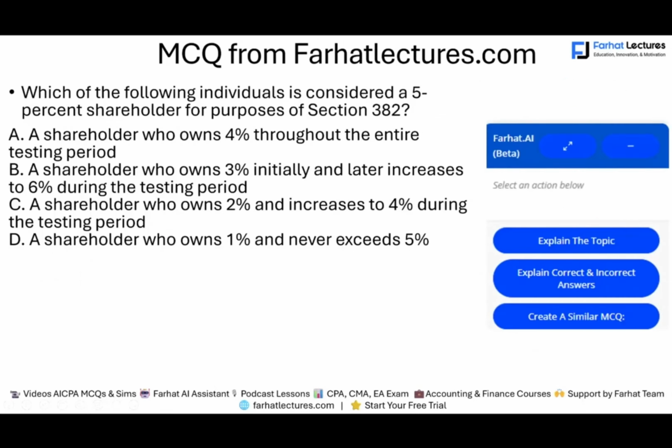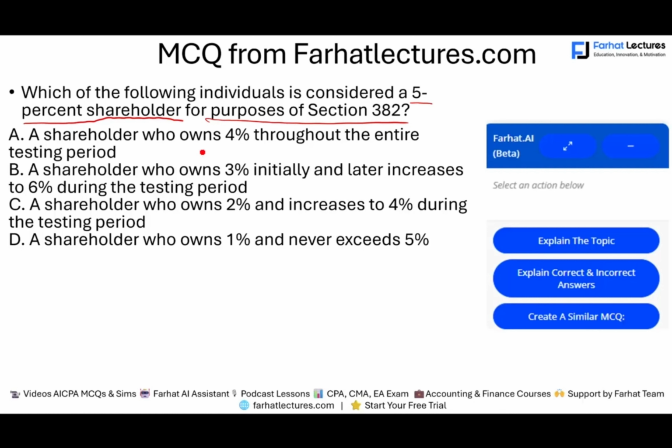Let's take a look at this multiple choice question from farhatlectures.com. Which of the following individuals is considered a 5% shareholder for the purpose of Section 382? So we need to know who's a 5% shareholder in Section 382. Why? Because we have to look at those 5% shareholders and look at the change in their ownership. And if that change exceeds more than 50% in a particular period, then we have Section 382, which limits the NOL that can be used or carried forward. Well, let's take a look at the answers.